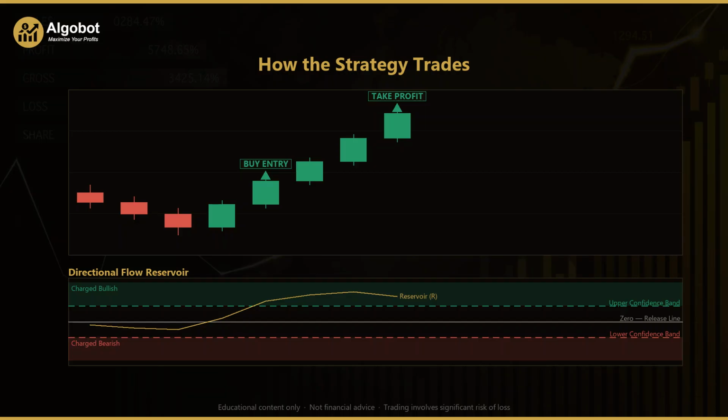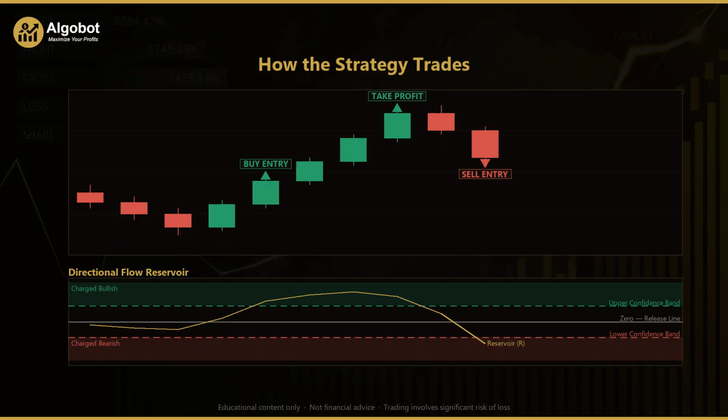The following candles continue to close higher, one after another, each with real net travel. The reservoir stays elevated, well above the band, confirming that the directional regime is intact. Price advances steadily until it reaches the take profit target, and the take profit marker prints on the chart. The long trade is complete, closed at its predefined target rather than on emotion. After that peak, the market turns.